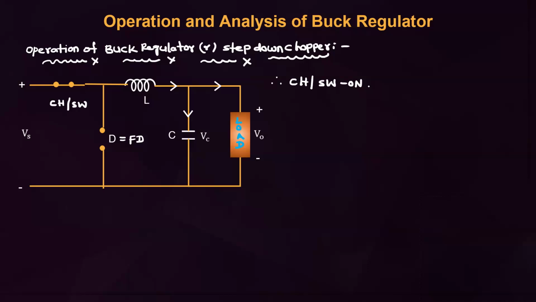Chopper or switch is on, diode is off, for 0 less than t less than t on. On and off is in our hand. Whenever you want, you can switch on, and whenever you want, you can switch off. It is not a manual operation; you can write the program. During this time the switch is on, during this time the switch is off. Sir, why make it on and off? If you switch on and off, then only we can convert fixed DC to variable DC.